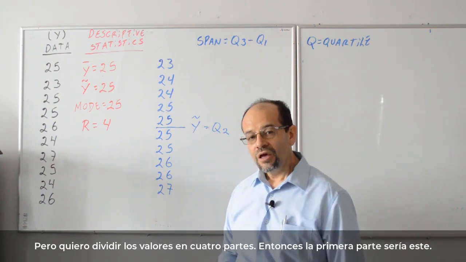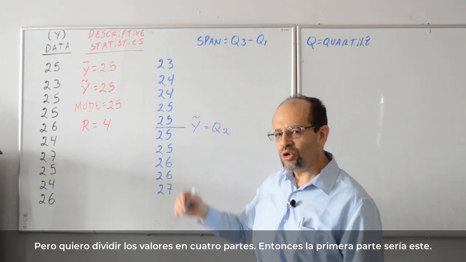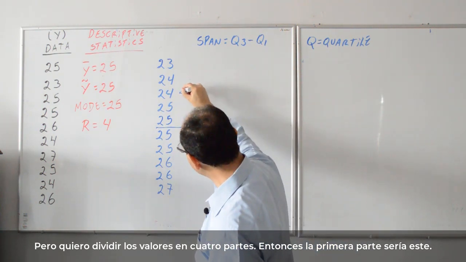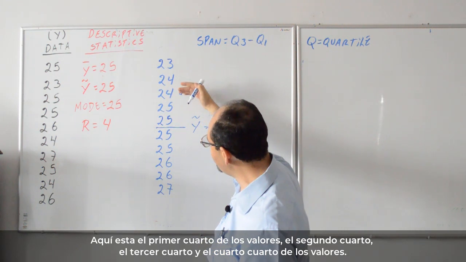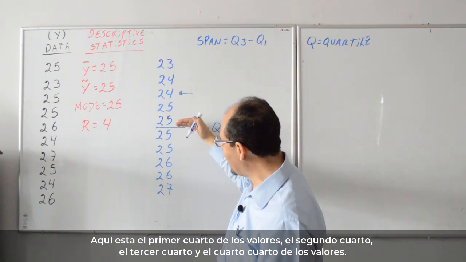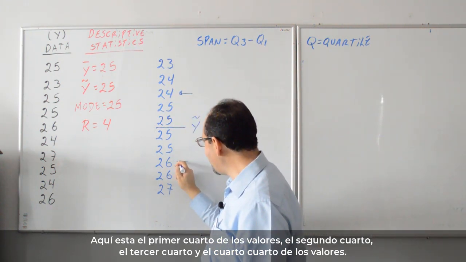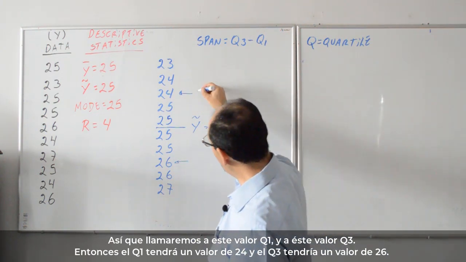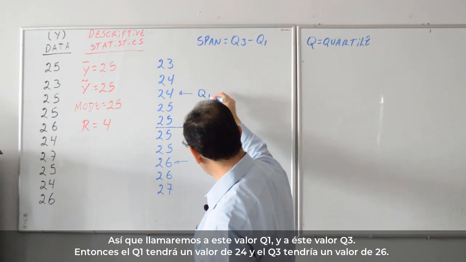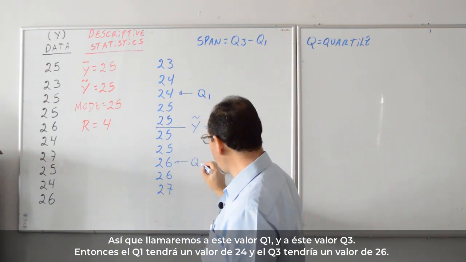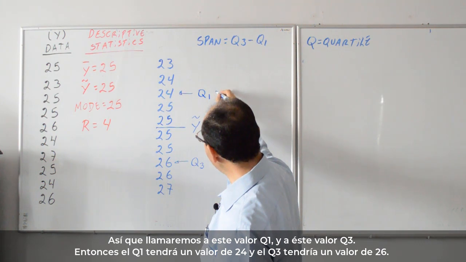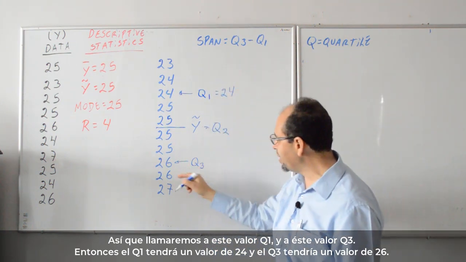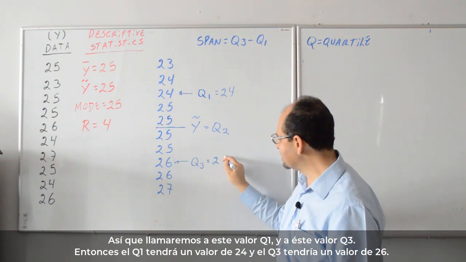Then this is the median, and the median, I have said, is equal to here, which also will be quartile 2. But I want to divide the values in 4 parts. So the first part will be this. Here's 1/4 of the values, 2nd quarter of the values, 3rd quarter of the values, and the 4th quarter of the values. So we are calling this value quartile 1, and we are calling this value quartile 3. Then the quartile 1 will be a value of 24, and quartile 3 will be a value of 26.